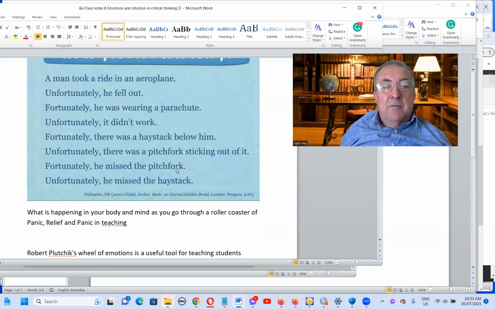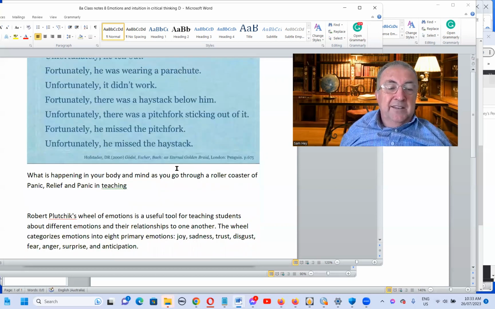Man rides in an airplane, falls out. Fortunately, he's wearing a parachute. Unfortunately, it doesn't work. Fortunately, there's a haystack. Unfortunately, he misses it. Unfortunately, there's a pitchfork. Fortunately, he misses the pitchfork, and so on.